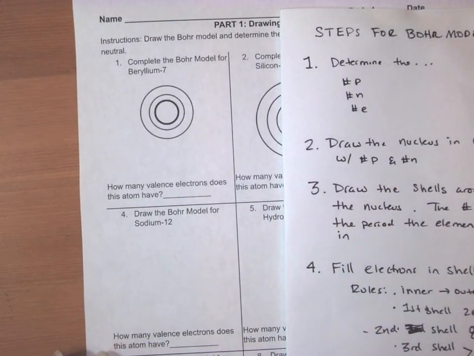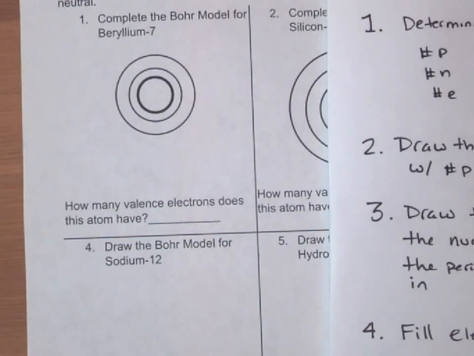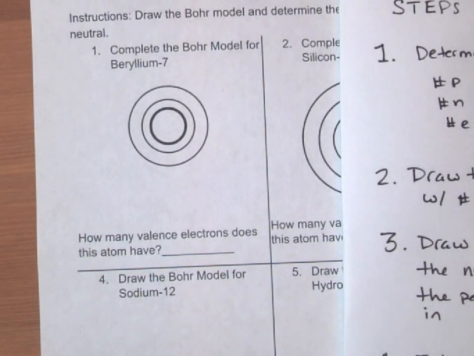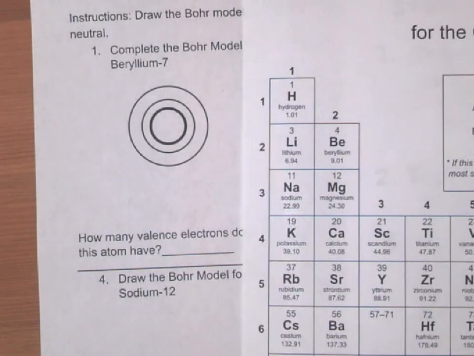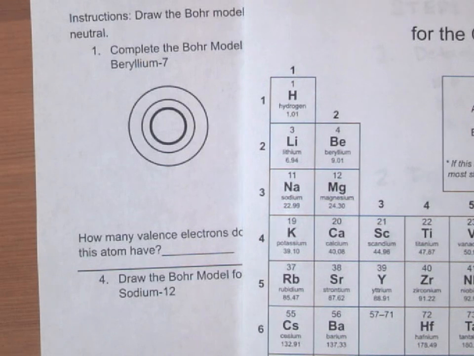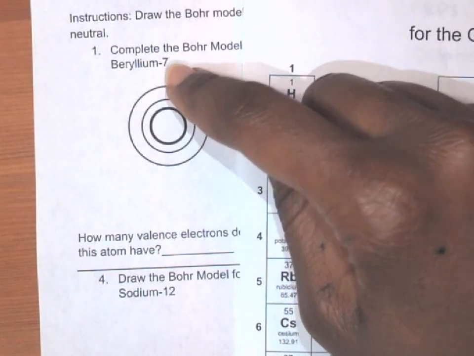Alright, so in my first example, I have beryllium-7. So I want to determine the number of protons, neutrons, and electrons. Let's start with protons and neutrons. Remember, protons and neutrons, we're going to get that from the atomic number for our protons, and for the number of neutrons we'll use the mass number to determine that.